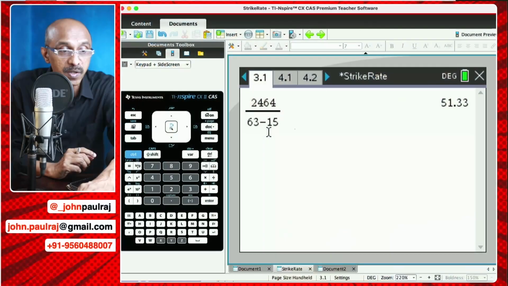That is how batting average is defined in cricket, whether it is T20I, ODI, or Test cricket. So what does that mean? What is that 51.33? How can we interpret it? Let's get back to that calculator of ours.